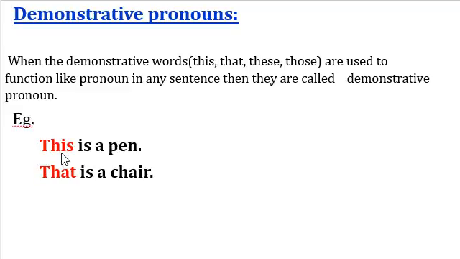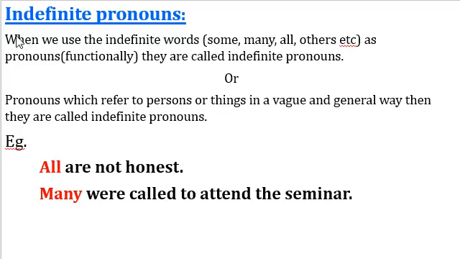So that's why we have used this as a pronoun. So this is a pen, that is a chair. Here this and that is demonstrative pronoun. Next is indefinite pronouns. Indefinite means not definite.